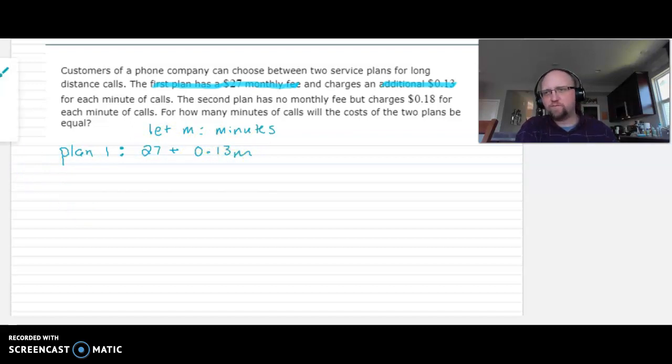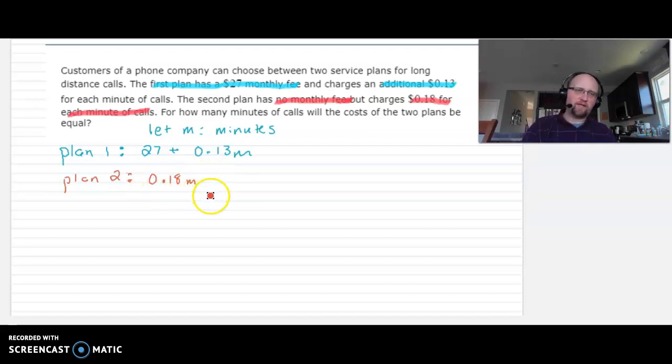For plan 2, we'll go ahead and change the highlight color to red. Plan 2, no monthly fee, that's cool, and then 18 cents for each minute of calls. So a little bit more expensive for the minute charge, but you don't have to pay a monthly fee. So that may make the plan more affordable. Then for plan 2, all I have to do is know that every minute I talk, I owe 18 cents, which is repeated addition of 18 cents. So that is 0.18 times m.